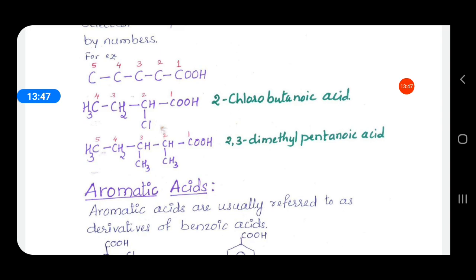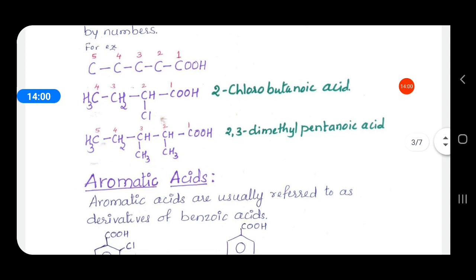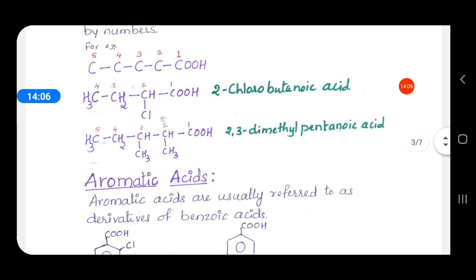So like that, depending upon the number of carbons present in the straight chain, the longest chain, the root word is selected and the suffix added is oic acid to this. If any substituents are present, then their positions are indicated by numbers. The number along with the name of the substituent is written in the prefix.